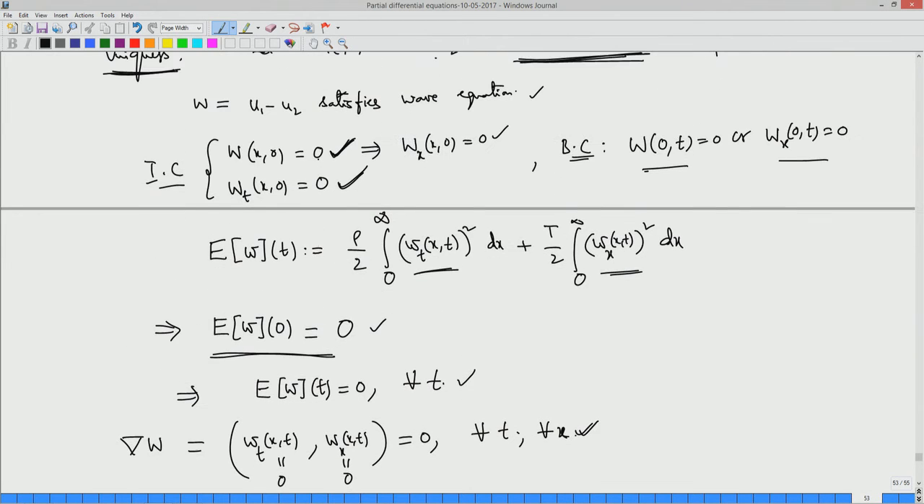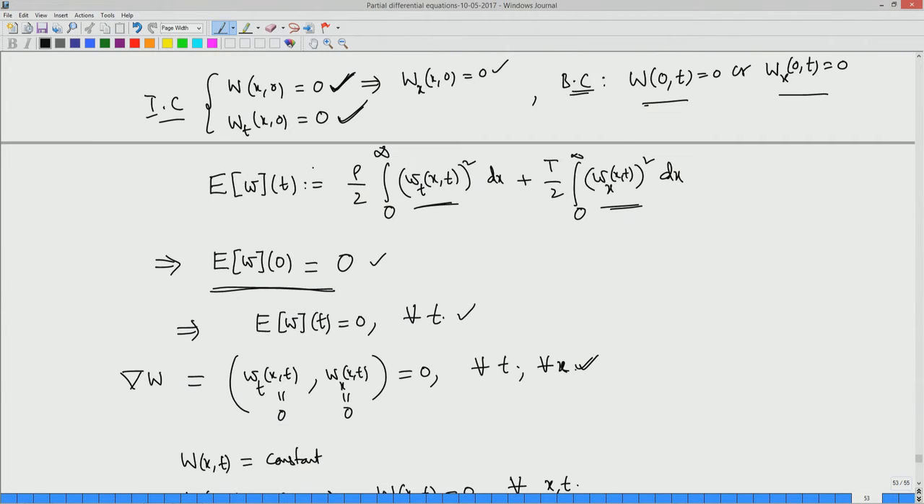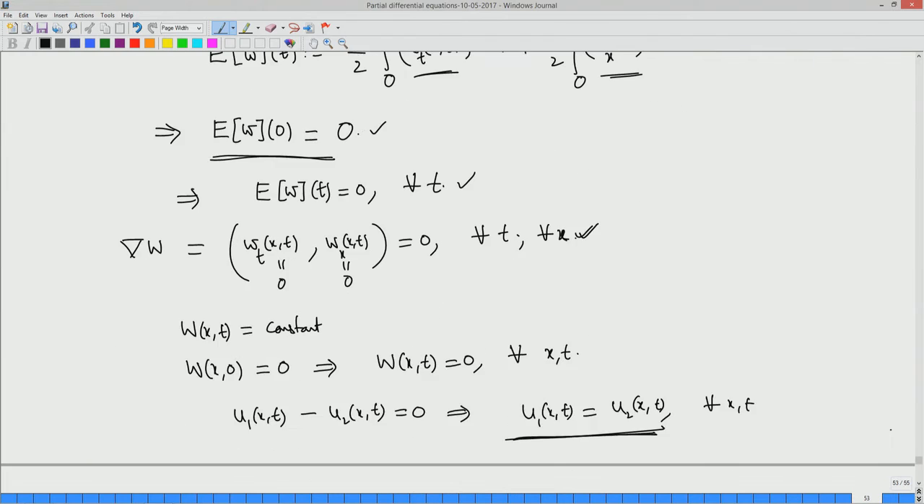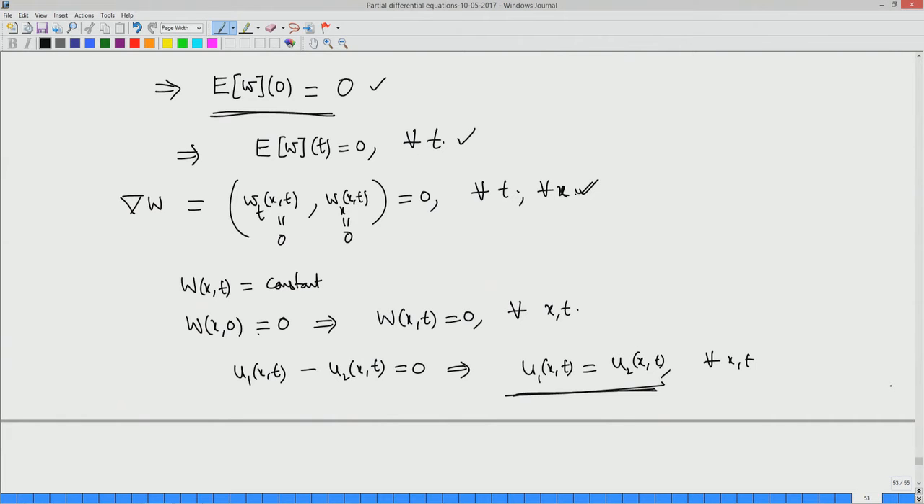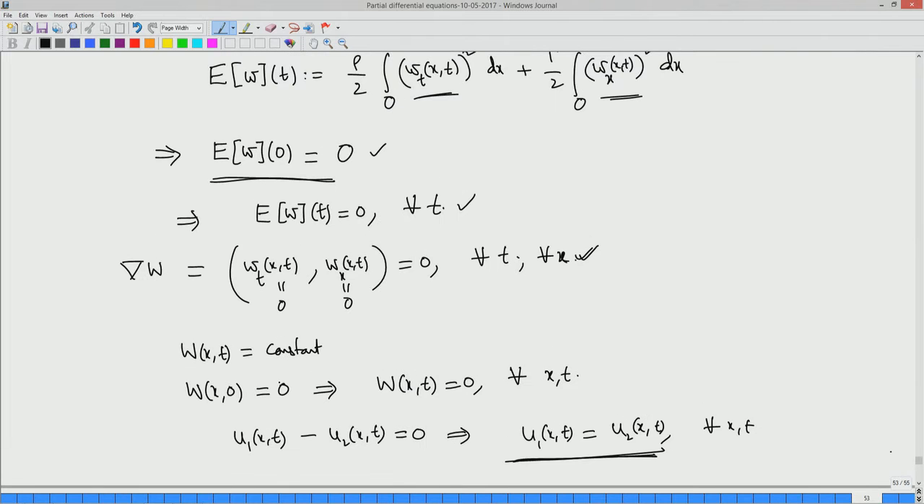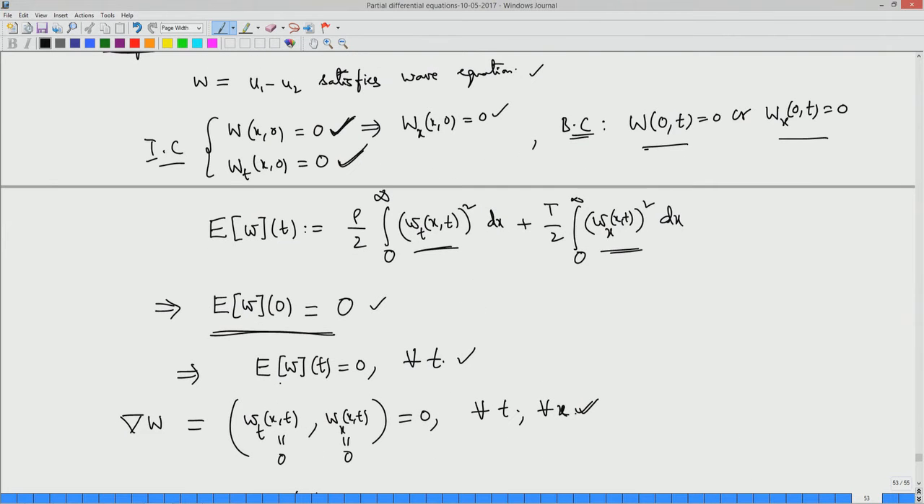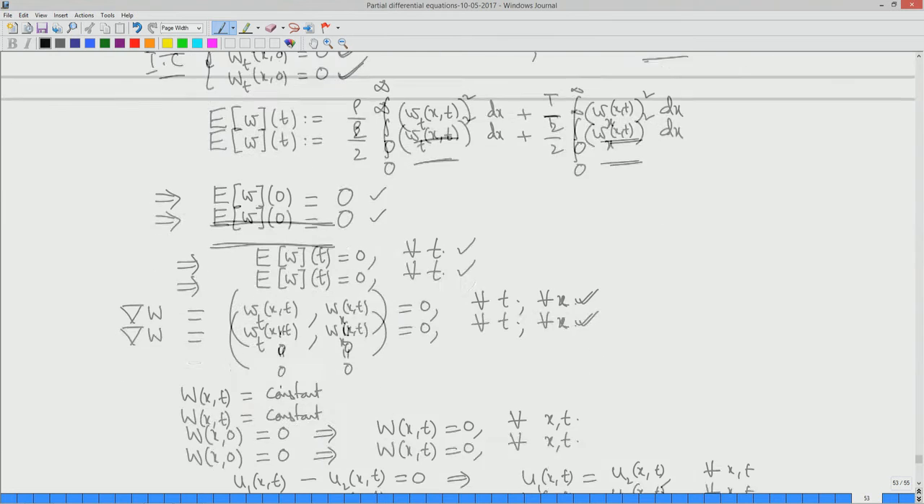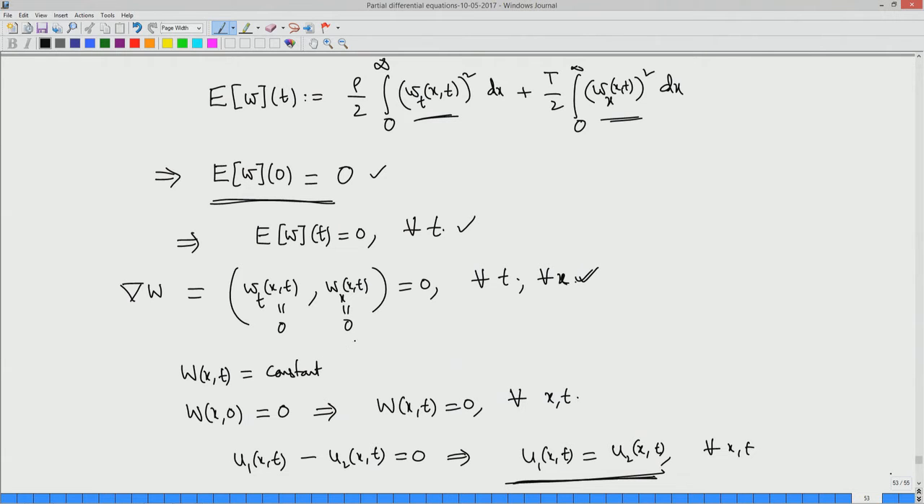From the initial data, w at x and 0 is equal to w_x, and ∂w/∂x at x0 is 0, and the second initial condition will give you w_t at x equal to 0 is 0. So from that you can say that w at x equal to 0. So this has to be constant, and the gradient of w is 0 for every x and t, which implies w(x,t) is constant.